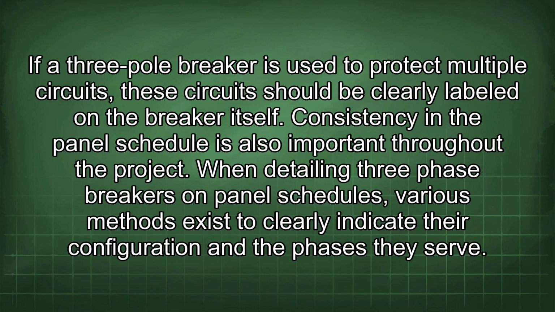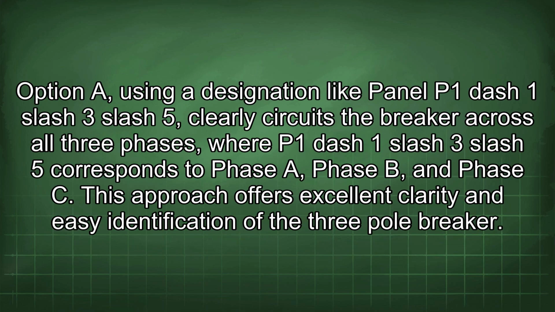When detailing three-phase breakers on panel schedules, various methods exist to clearly indicate their configuration and the phases they serve. Option A, using a designation like panel POM-1/3/5, clearly circuits the breaker across all three phases, where POM-1/3/5 corresponds to phase A, phase B, and phase C. This approach offers excellent clarity and easy identification of the three-pole breaker.